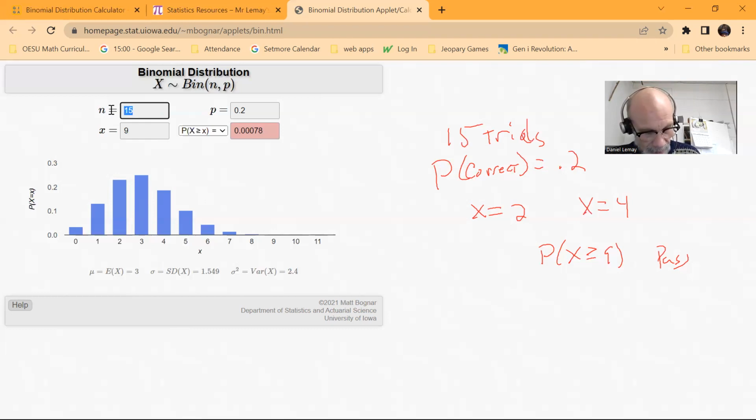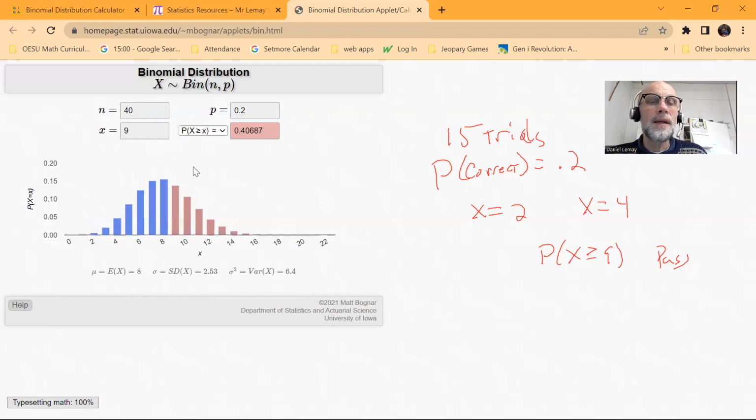If we have something like 40 trials, a 40 question test, see that's a little more symmetric. We could probably use the mean and standard deviation. Notice it gives us that on this calculator, which is easy enough to calculate. You don't need to use a calculator for that, though you can. It won't be wrong if you do.